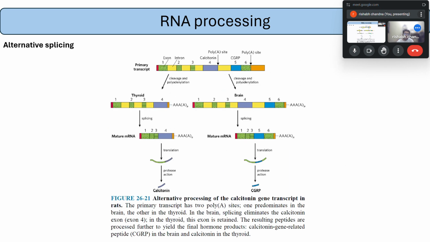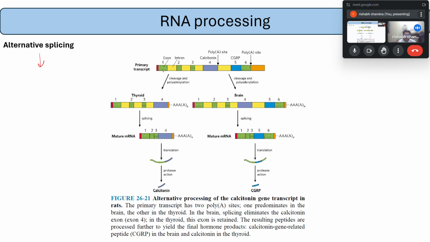Now we will take an example of alternative splicing with the calcitonin gene transcription. Calcitonin is a hormone that is released from the parathyroid gland and helps in calcium metabolism and calcium homeostasis inside the body. So this is the primary transcript of the calcitonin molecule.